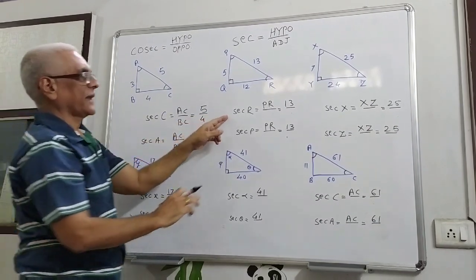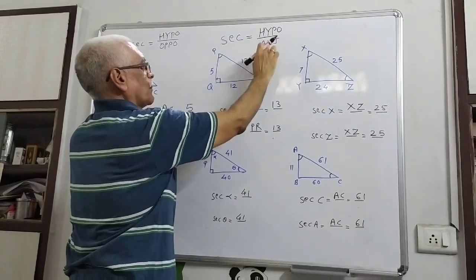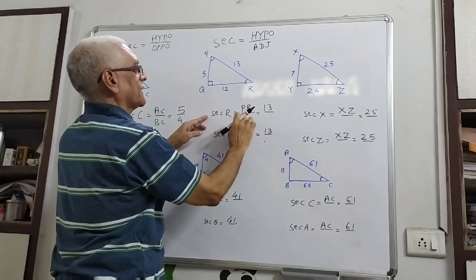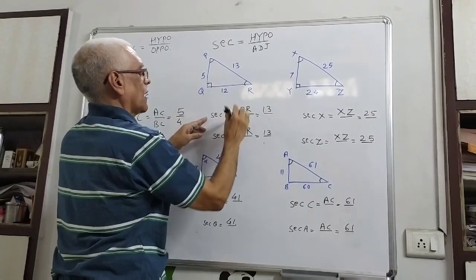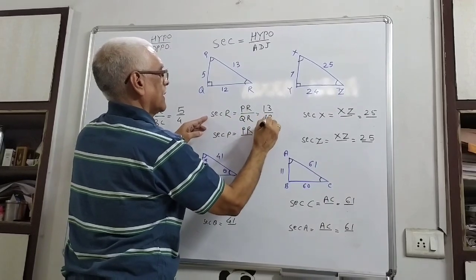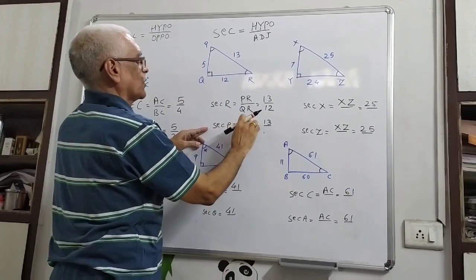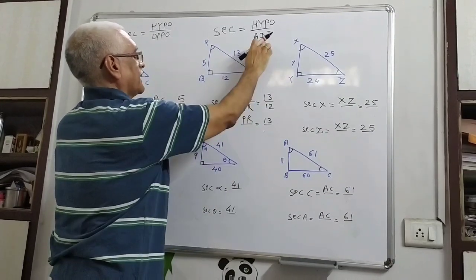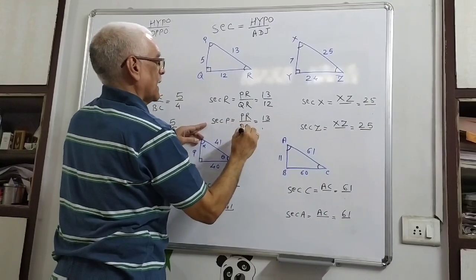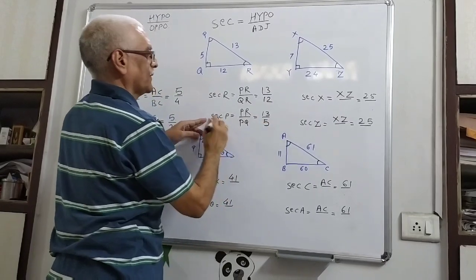Now here we want sec R. So sec R, as we read, sec means hypotenuse upon adjacent side. In the triangle, hypotenuse is PR and adjacent to R will be QR, and that is 12. And if we want sec of P, so this is hypotenuse. Hypotenuse is PR upon adjacent. Adjacent to P will be PQ, and that is 5. Therefore, 13 upon 5 is the value of sec P.